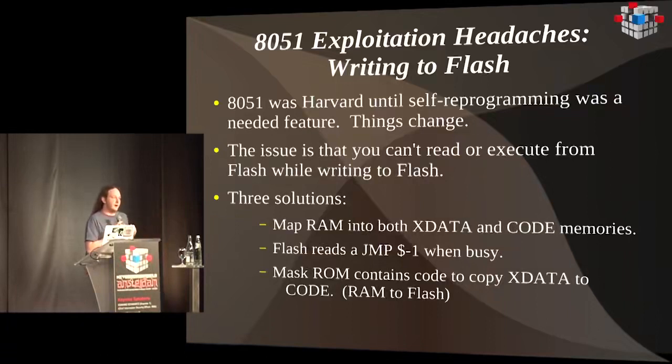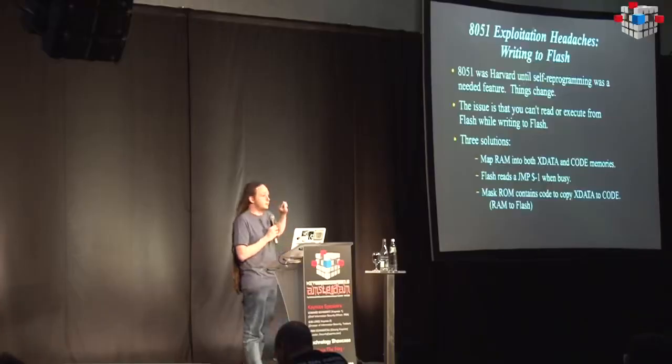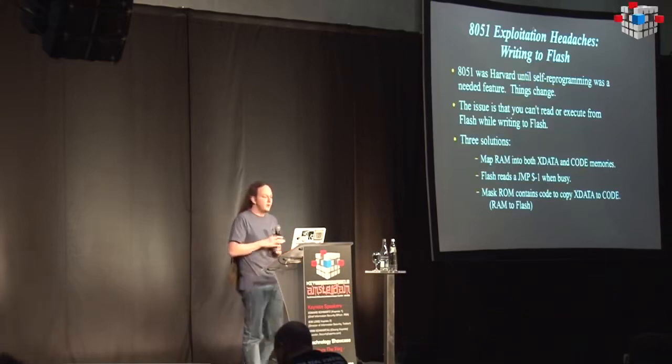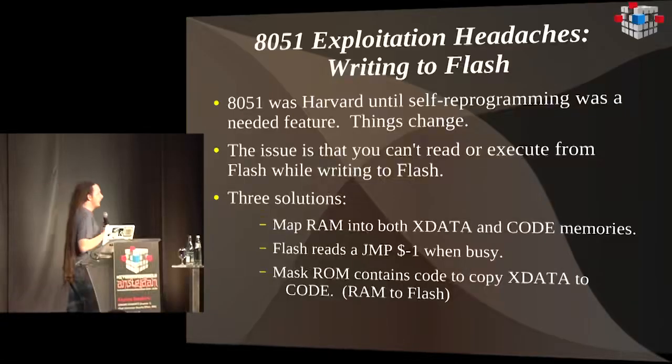So what it does is it gives you back the constant 3FFF, which is a jump back to itself. So the CPU stalls, and it keeps stalling until the write is complete, and then it drops right back to the instruction that was at the address that it tried to fetch. As a bug, this will mess you up if the CPU is trying to fetch an immediate value instead of an instruction. And the third trick is that mask ROM is used to copy X data into code. And this is because mask ROM is separate from flash, and mask ROM will work while flash is being written to.